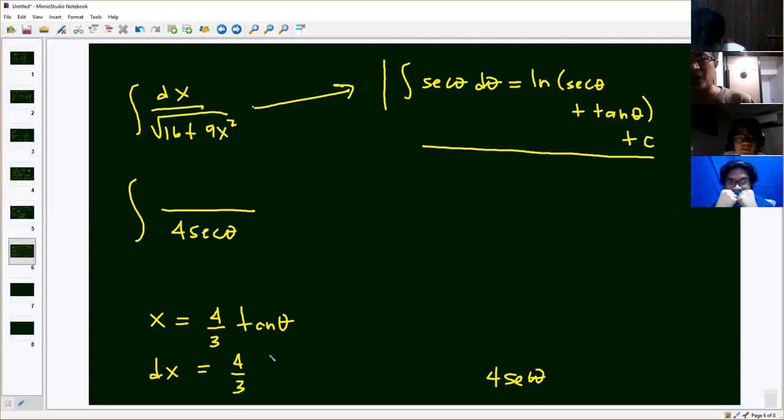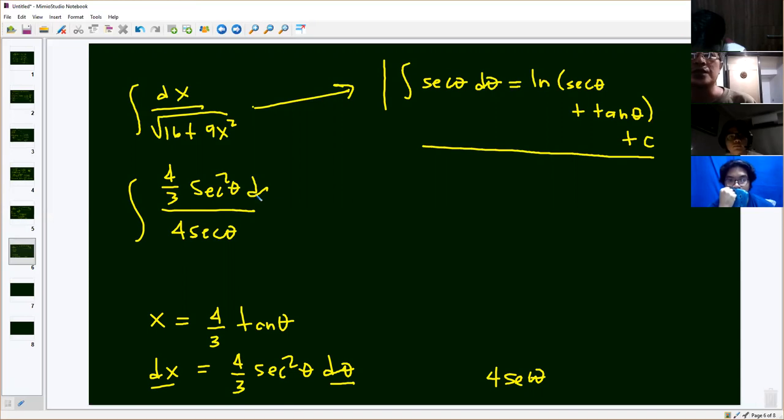What's the derivative of tangent? Secant squared. Secant squared theta d theta. Don't forget yung implicit part, no? Kaya mangyari yan, dx na yan mapapalitan ng 4/3 secant squared theta d theta. So let's just clean this up.